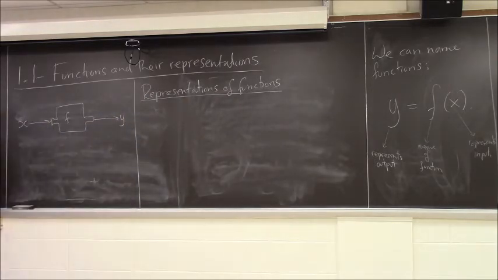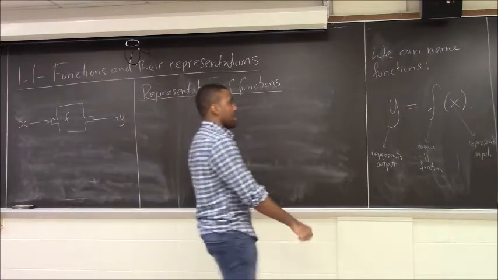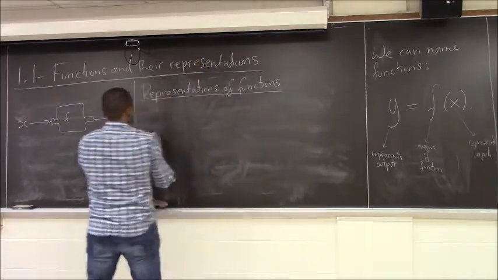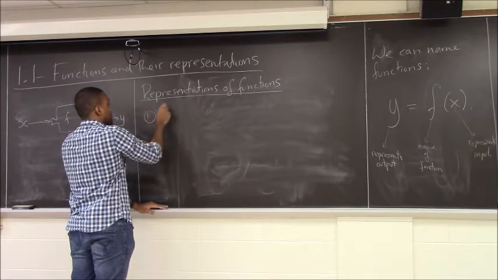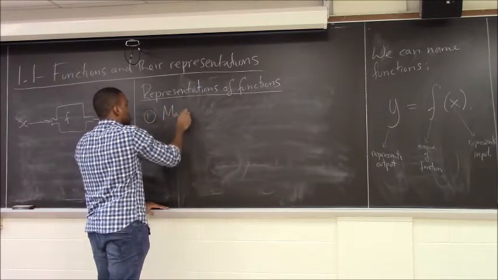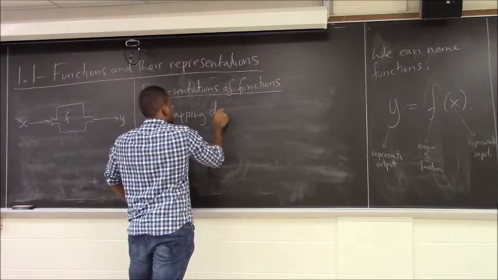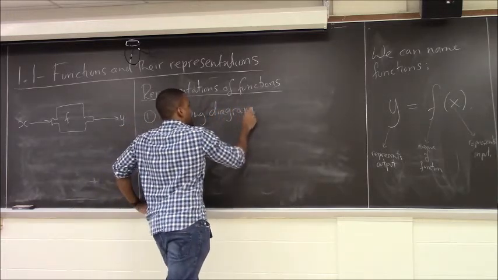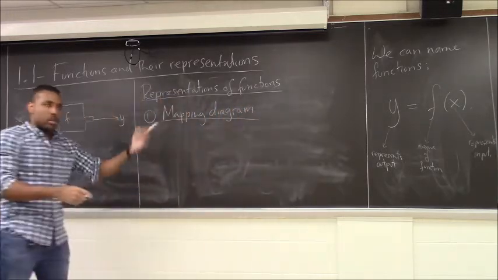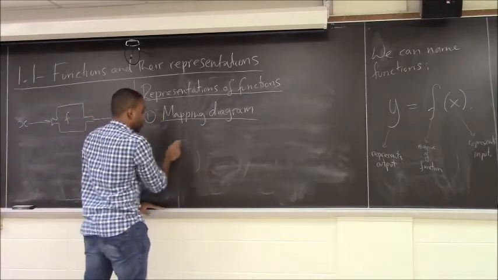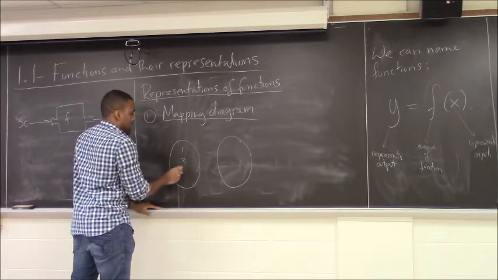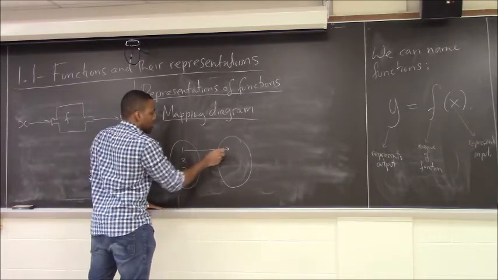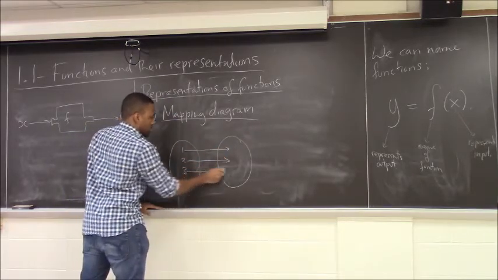If we have this kind of relationship and we want to model it, how are some ways that we can represent this relationship? Okay, so one way is to do what we call a mapping diagram. This is one way that a function can be represented. This is basically what I drew before, right? So I literally draw two groups, and I can connect things from one group to another group, one at a time.